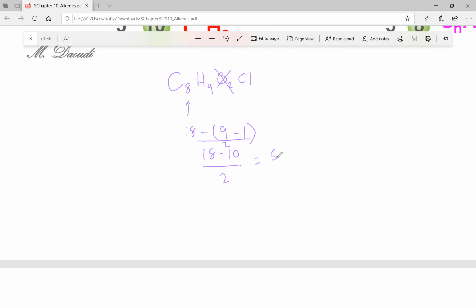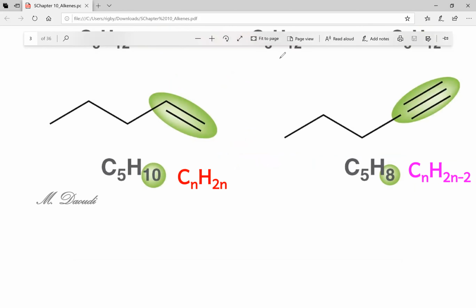So then we have 8 over 2. We have 4 degrees of unsaturation. So we could have 4 pi bonds. We could have 4 rings. We could have 1 ring, 3 pi bonds, and so on. So there are 4 degrees of unsaturation, with each one of those degrees representing either a ring or a pi bond. Okay? And so when we talk about unsaturated, that means we do not have the maximum amount of bonds.